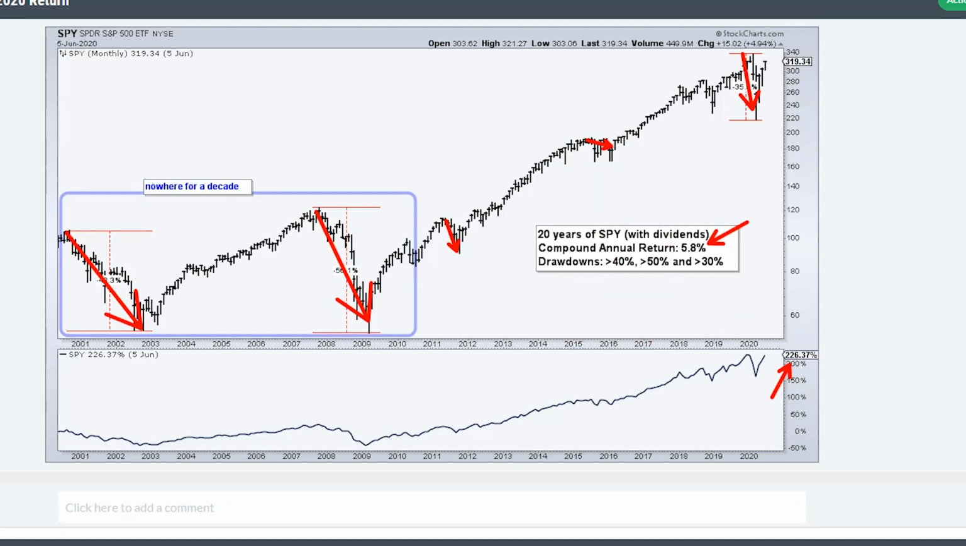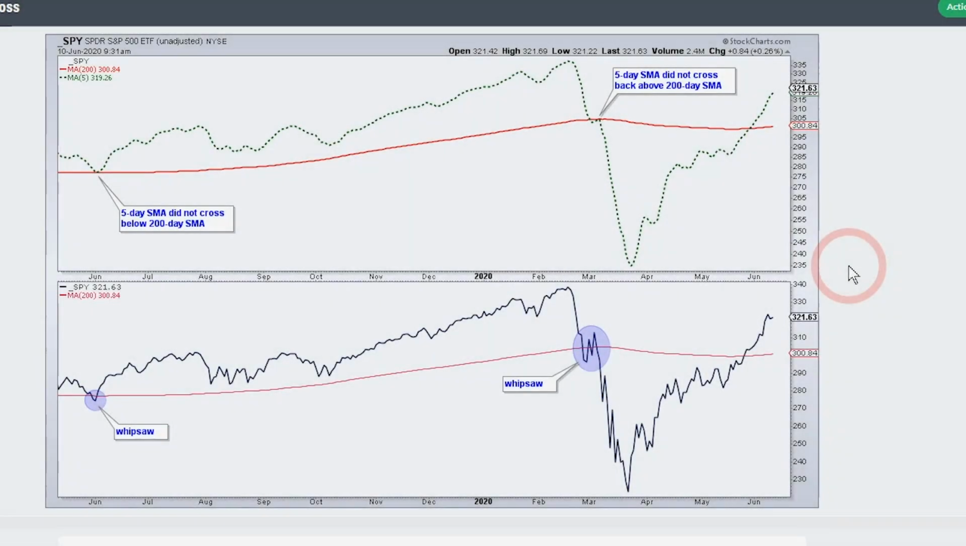So I think the question we have to ask ourselves is how can we get this buy and hold return without the drawdowns or with limited drawdowns? You can't eliminate drawdowns, but you can reduce them with a little bit of market timing. So this chart here shows the 5-day SMA in green in the top window and the 200-day SMA in red. And then in the lower window, we've got the closing price and the 200-day SMA.